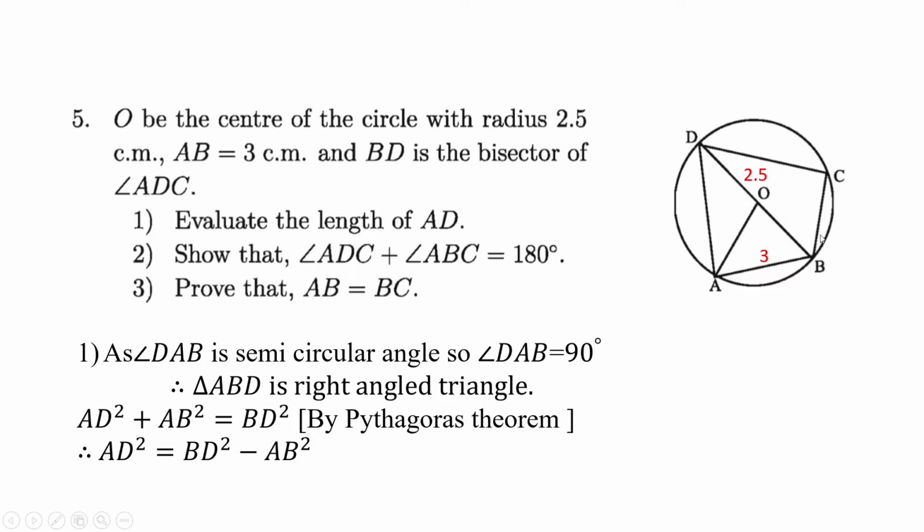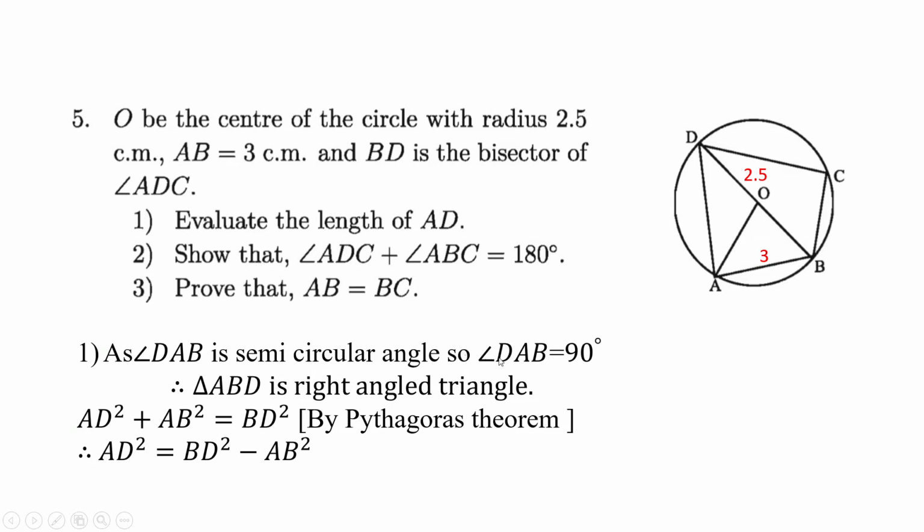From the figure, we get the values of BD and AB. Here you can see that the value of DO, that means the radius, is 2.5. BD is the diameter. So the radius is 2.5, so the diameter is obviously 5. So the value of BD is 5 and the value of AB is 3. If we put the values of BD and AB in this equation, we get the value of AD. Hope it is clear now.